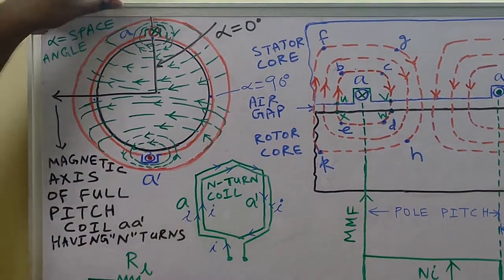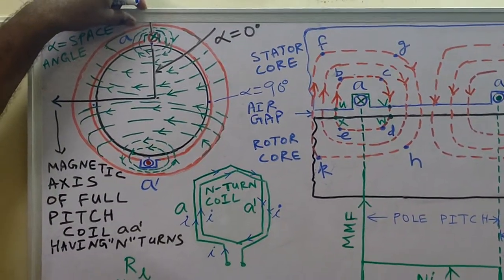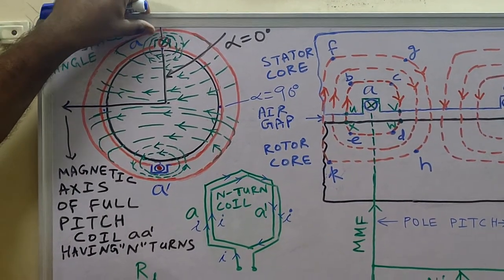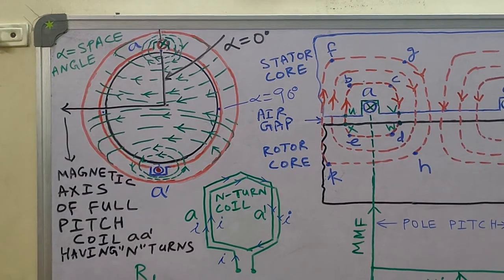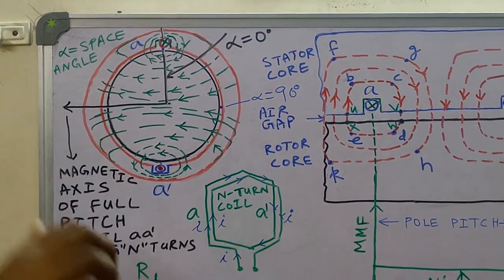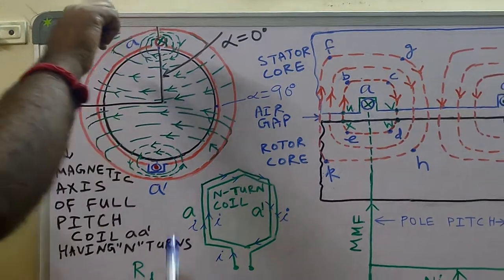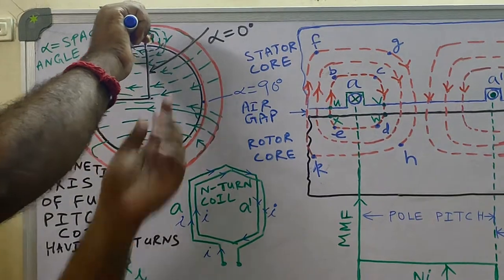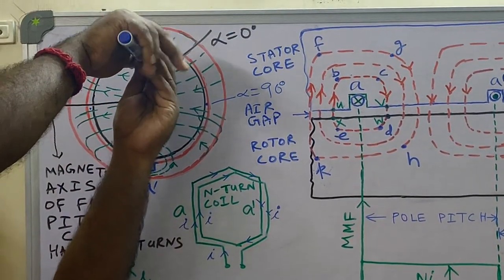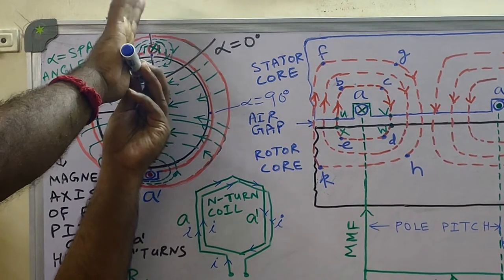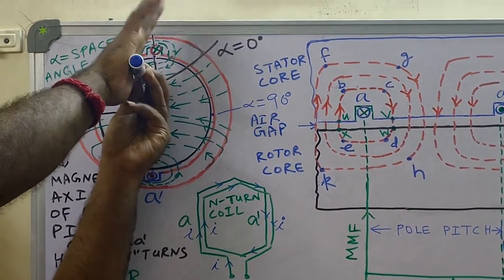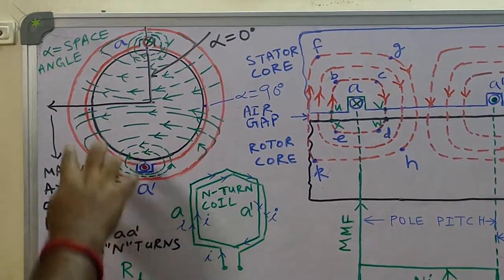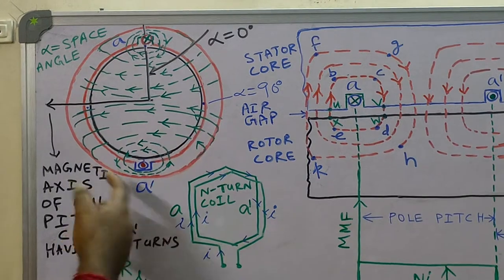The same can be done for this one. For coil side A, it is shown that the conductors of coil side A are carrying cross current. Cross means current is entering into the board. So my thumb should be directed into the board, and I am grabbing this conductor with my right hand, with the thumb in the direction of the current. Now I allow my four fingers to curl. Whichever direction these four fingers of the right hand curl, that will be the direction of the magnetic lines of flux. According to that rule, we have already plotted the magnetic lines of flux over here.